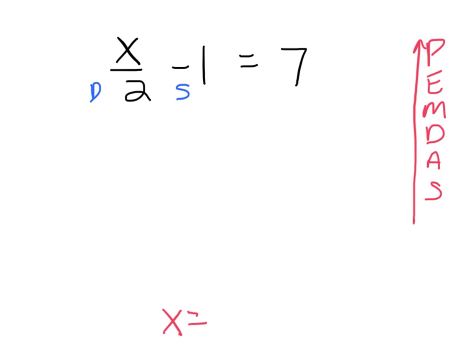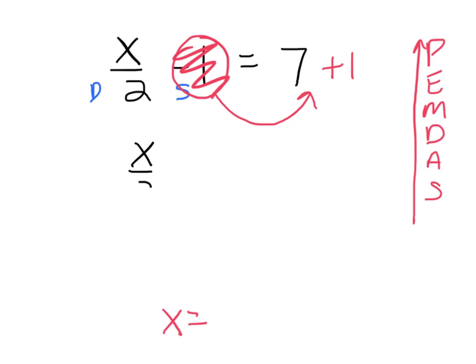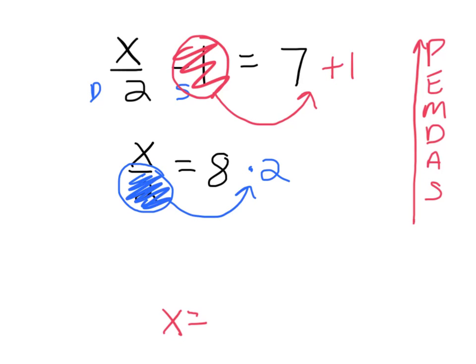So I'm going to move my subtraction. That's the first operation I'm going to get rid of by using the inverse. When I move subtract 1 to the other side, it becomes its inverse, which is plus 1. I'm left with x divided by 2 on the left side equals 7 plus 1. Well, 7 plus 1 is 8. Now I need to get rid of my divide by 2. When I move divide by 2 to the other side, it becomes its inverse. The inverse of divide is multiply. So divide by 2 becomes multiply by 2.